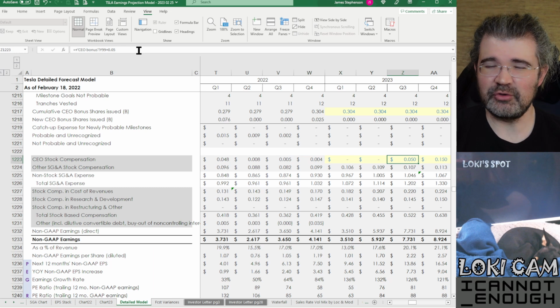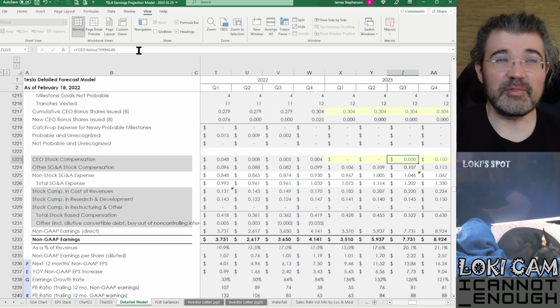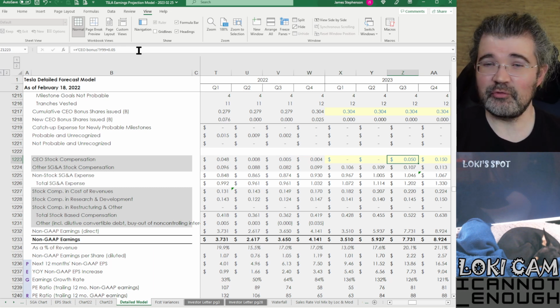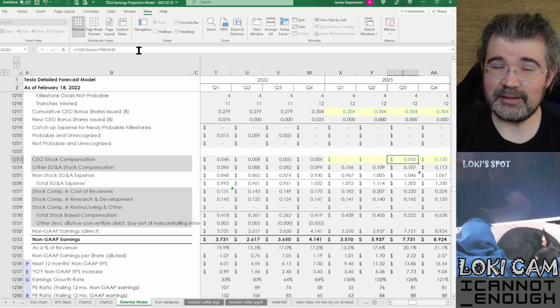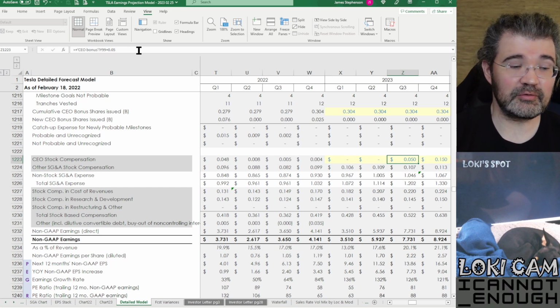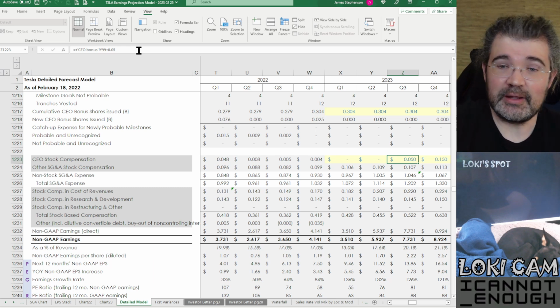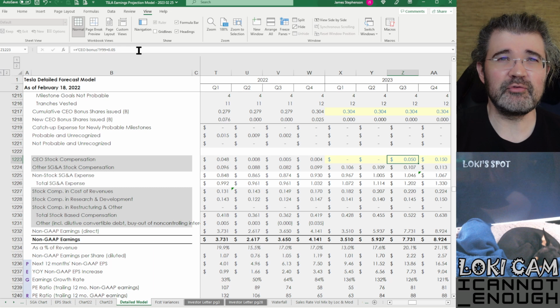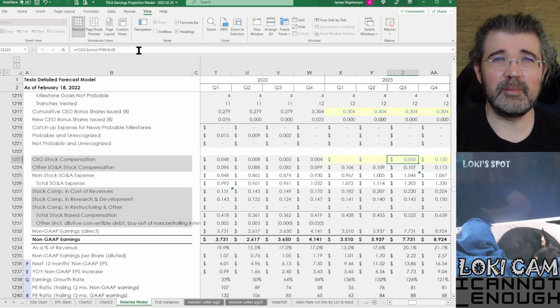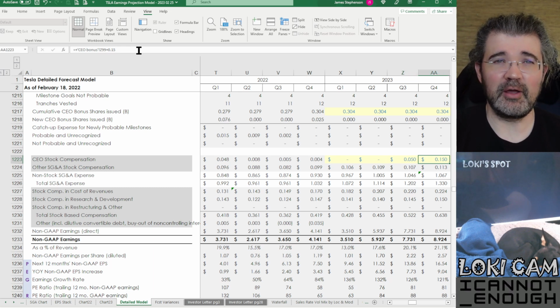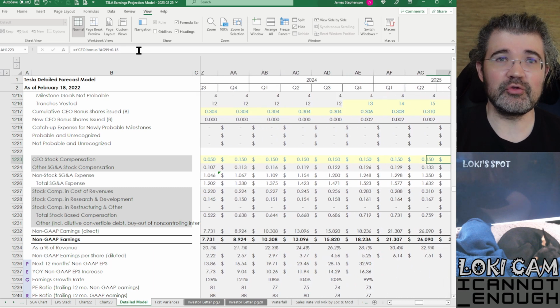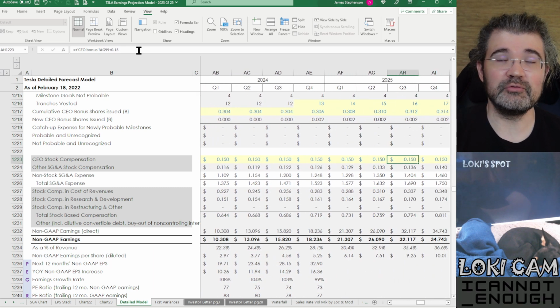I do forecast something for CEO stock compensation because I feel like it's unlikely Elon will continue working for free forever. Maybe he will for all of 2023. I don't know. But I do have something penciled in here, which is 50 million in Q3, 150 million in Q4, and each of the following quarters through the end of 2025.